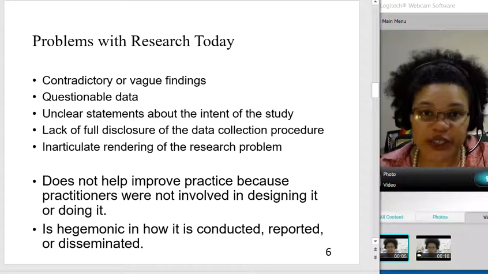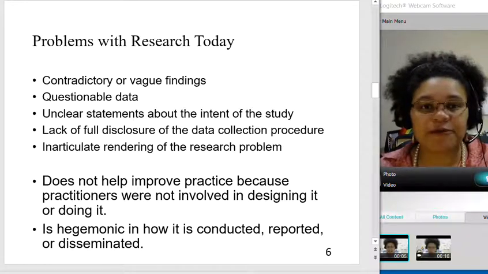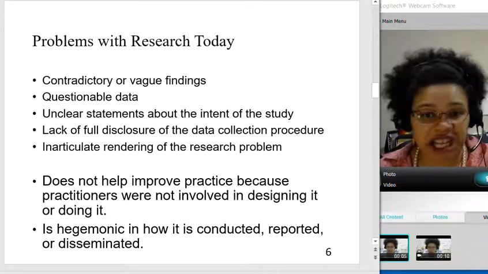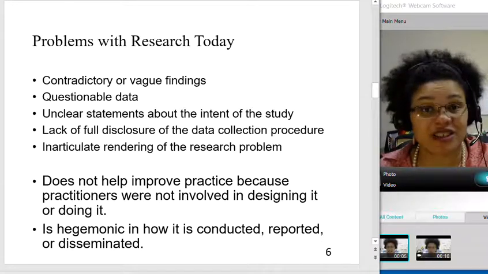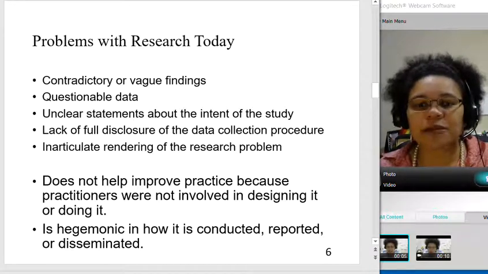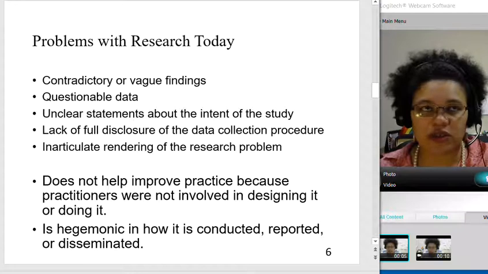Some problems with research today. There were five main problems listed in the textbook: contradictory or vague findings, questionable data, unclear statements about the intent of the study, lack of full disclosure of the data collection procedures, or an inarticulate rendering of the research problem. Now, these are all problems in some research today. But the main problems that this course is structured to reduce are the following two problems in the knowledge base that exists today.